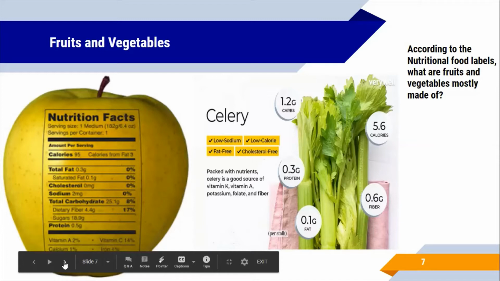Okay, what did we come up with? Absolutely. Carbohydrates. This apple has 25.1 grams of carbohydrates, and celery has 1.2 grams of carbohydrates. This would be the same for most fruits and vegetables, such as strawberries, grapes, blueberries, bananas, spinach, broccoli, and more.